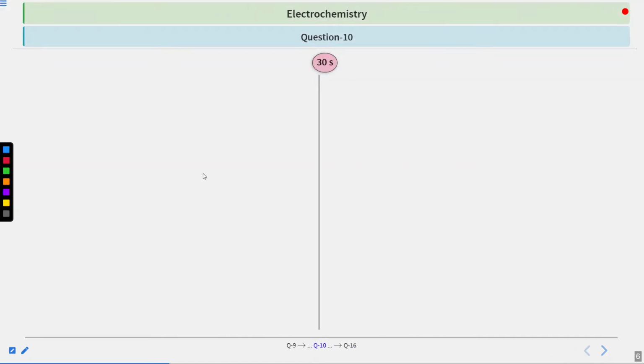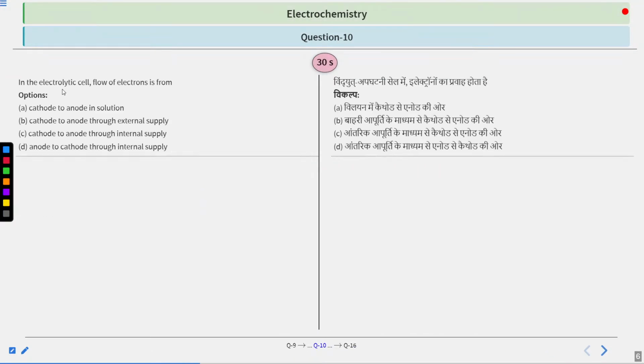Question number 10. Question number 10 says that in an electrolytic cell, flow of electrons is from, options are A, cathode to anode in solution, B, cathode to anode through external supply, C, cathode to anode through internal supply, and D, anode to cathode through internal supply. You have 30 seconds to solve this question. Your time starts now.